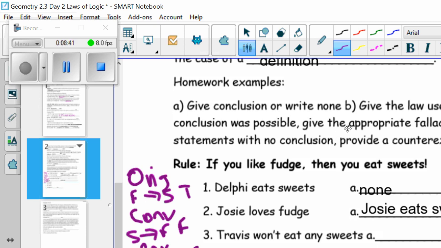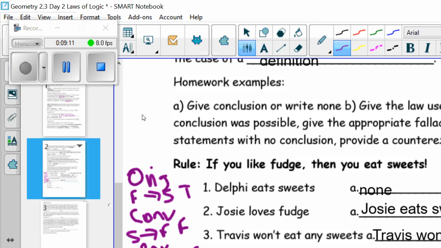All right, so now, if you like fudge, then you eat sweets. So number 3, Travis won't eat any sweets. So come down here, no sweets means no fudge, which is true. So we can reach a conclusion. Our conclusion will be Travis won't eat fudge. Now we have to list what rule did we use. We were looking at the contrapositive, so that is the LOC, the law of contrapositive.